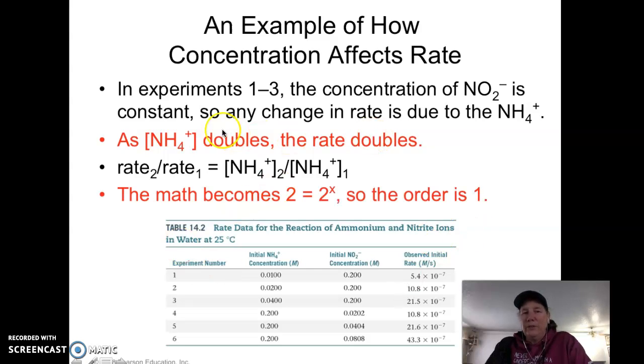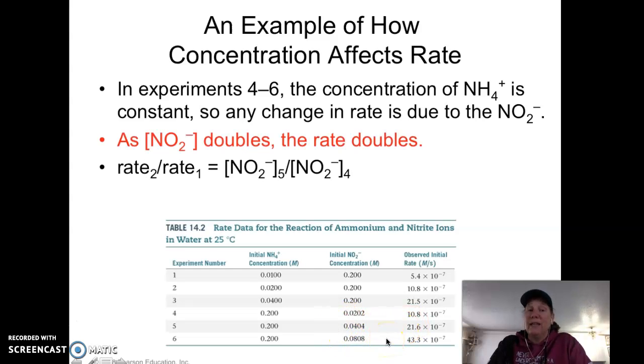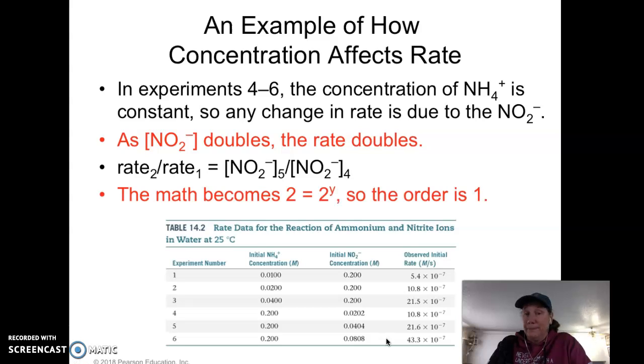If you do it like this, 2 equals 2 to the x, x has to be 1. But again, if you just look at it, if this doubles and this doubles, it's 1. If this triples and this triples, it's 1. If this one quadruples and this one quadruples, it's 1. So if they do the same thing, their order is 1. And the same thing happens with NO2. Again, this one doubles, this one doubles. Since they're doing the same thing, the reaction order is still going to be 1.